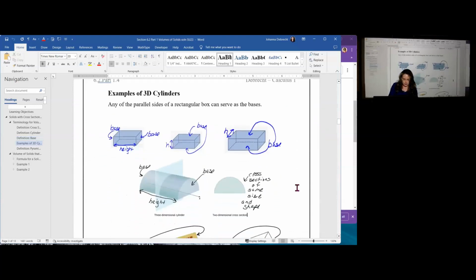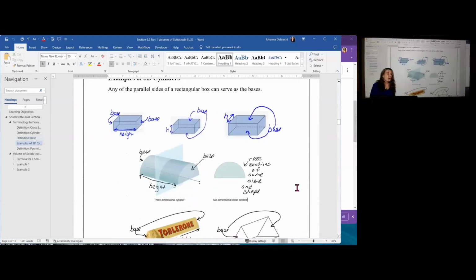Here are some more pictures of cylinders where I've identified the base and the height. Remember that height in this case may not be the vertical distance. Height is simply the distance between the two bases. In the first three pictures, I have the same rectangular box. In the first picture, I'm thinking of the left side and the right side as the bases, and that makes the distance in between them the height.